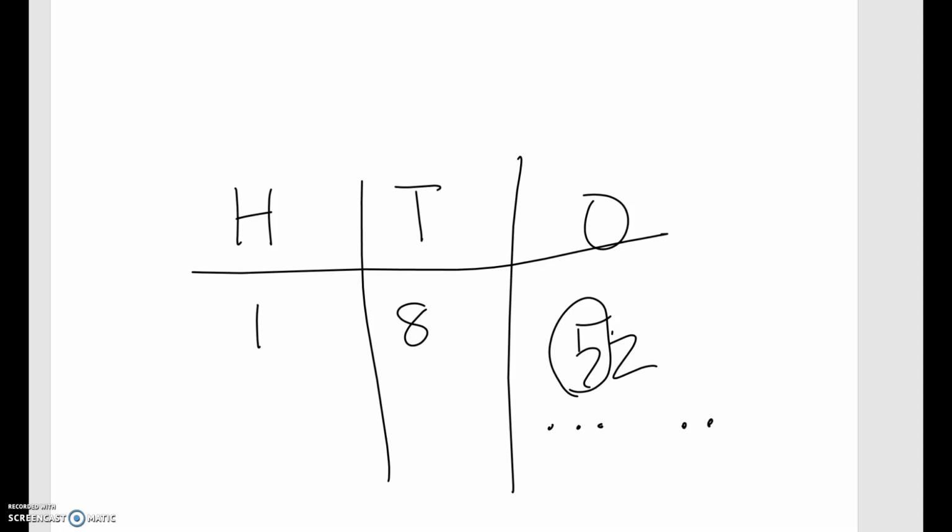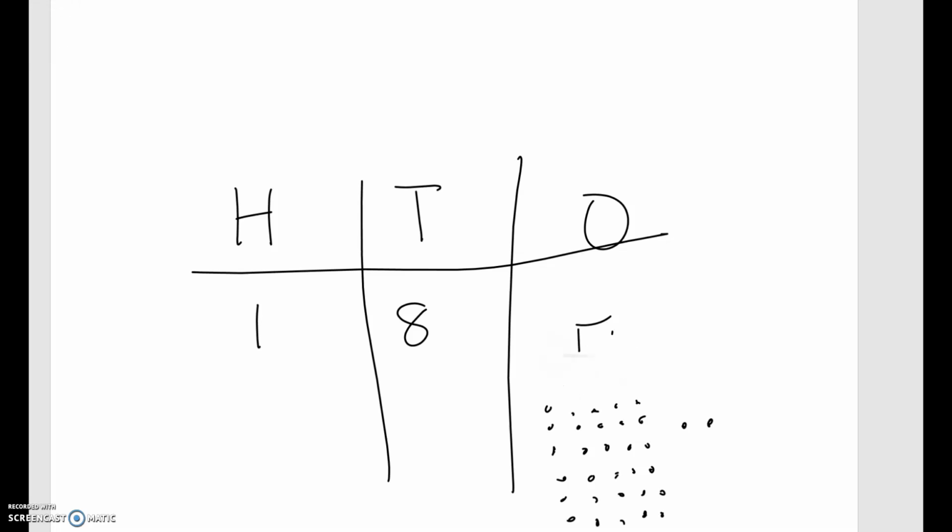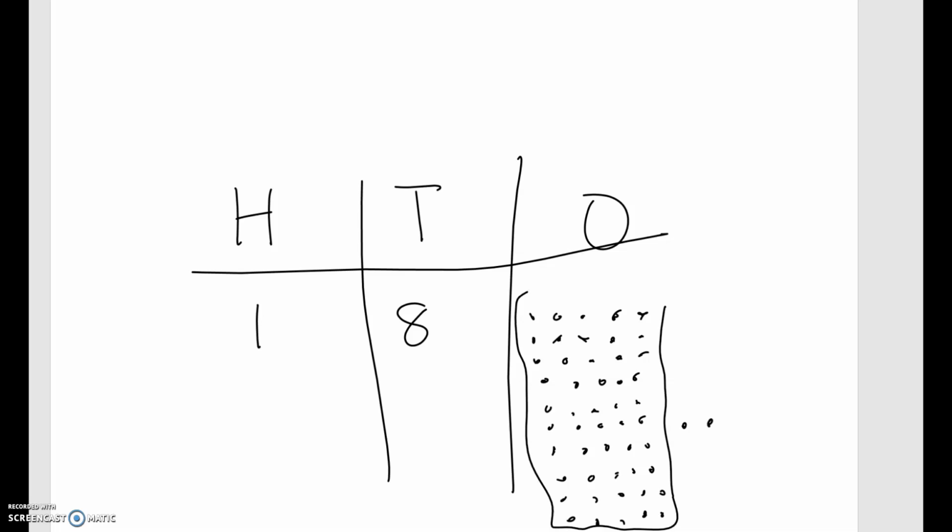So it's 1, 2, 3, up to 30. And I'm going to erase this over here. 30, 31, up to 50. Now all of these 50, I'm going to put in a circle.